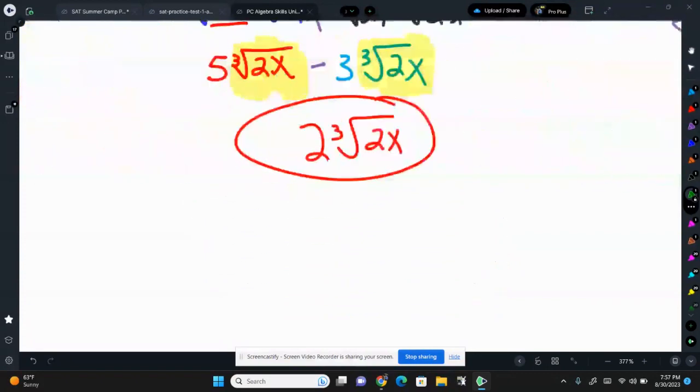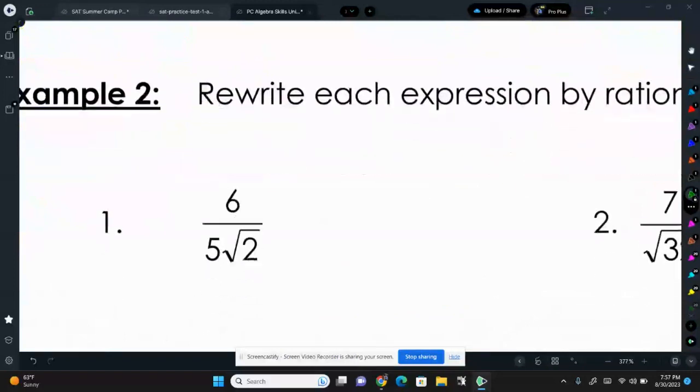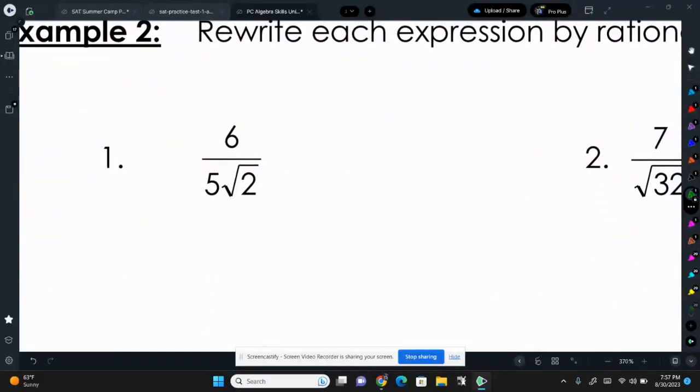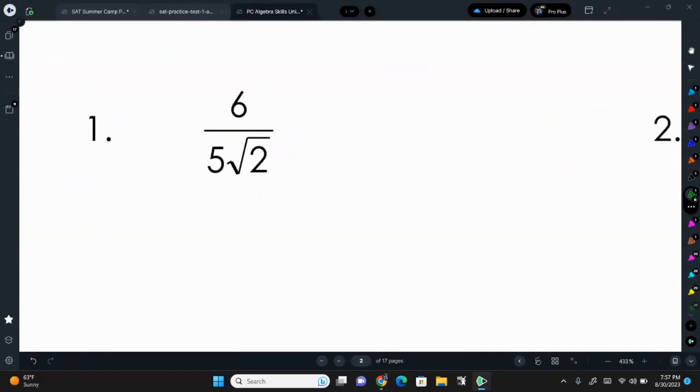The next thing we're going to talk about is rationalizing the denominator. We talked about this again last year: we can't have the square root in the denominator. And we said, well, to get rid of that, we multiply the numerator and denominator by whatever radical I need to get rid of the radical in the denominator.